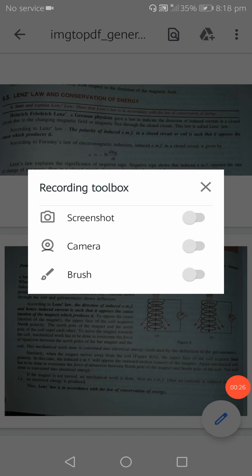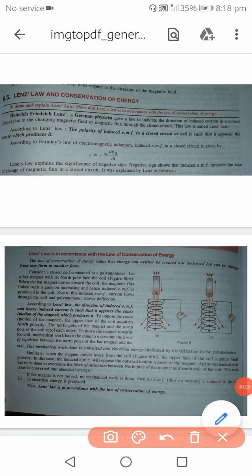Okay, the statement is that the polarity of induced EMF in a closed circuit or coil is such that it opposes the cause which produces it. Opposes. What opposes? This induced EMF. This E, it opposes the cause of induction.